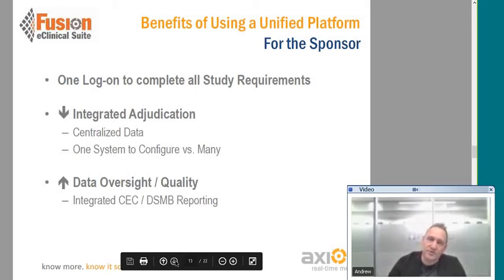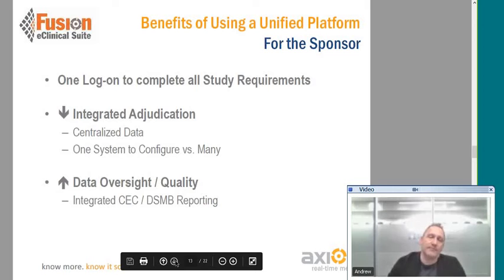Also, from the sponsor perspective, there's less time on adjudication, which is very often a reality of device studies, because all the adjudication is centralized. It allows you to do adjudication where it's all centralized data. The adjudicator can be blinded to the process. There could be multiple adjudicators as part of it.